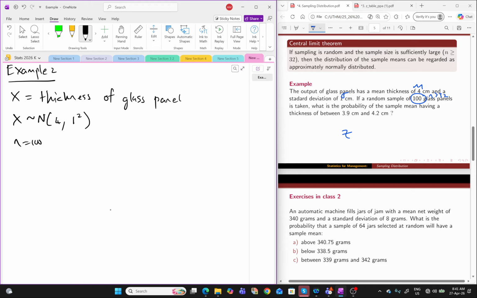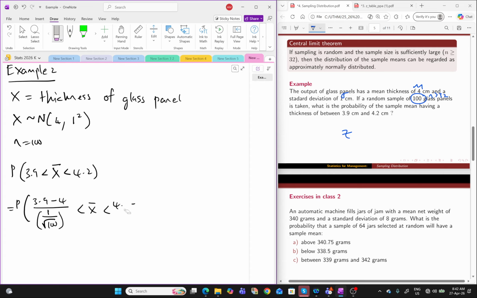What is the probability of the sample mean having thickness between 3.9 and 4.2? Copy this and try to get me the answer here.